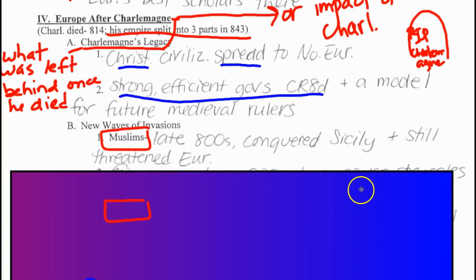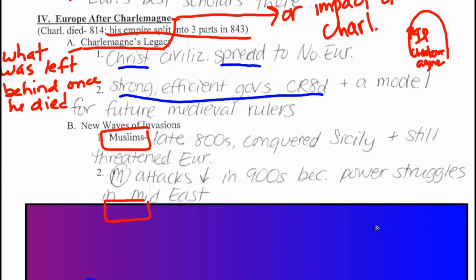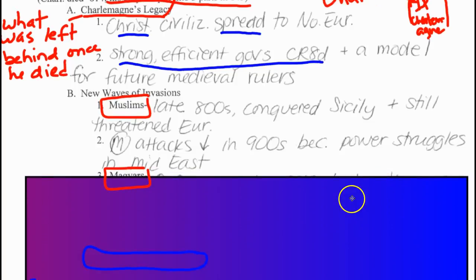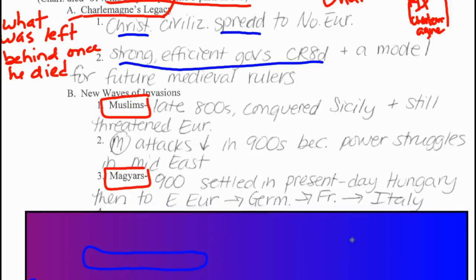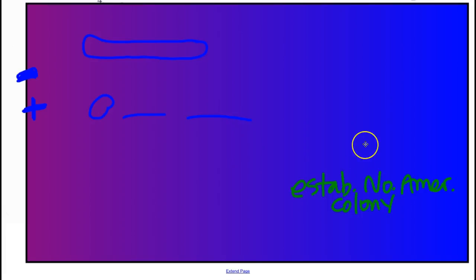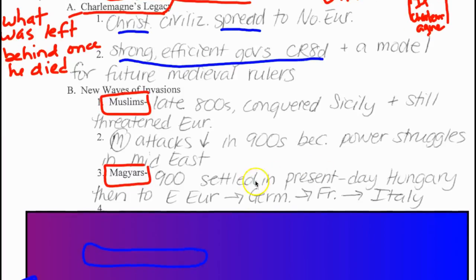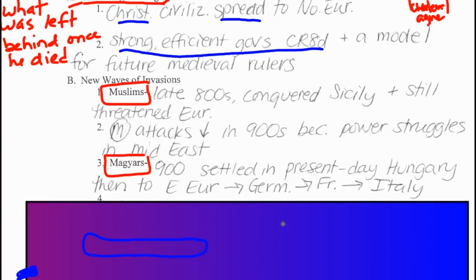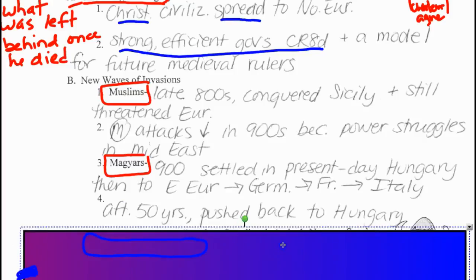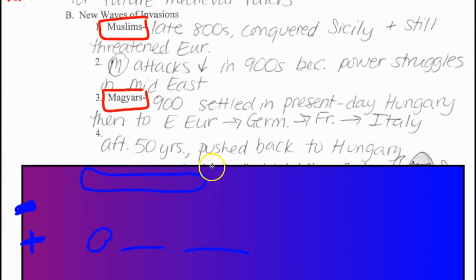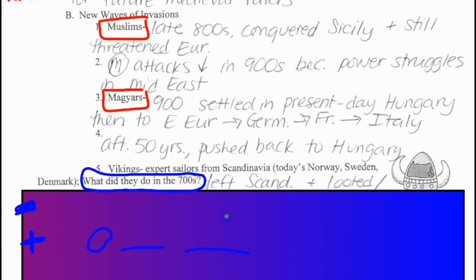The first group's the Muslims, which were mentioned on page 2 with the Battle of Tours. Then there's this group called the Magyars. They're in present-day Hungary. And they went to other Eastern Europe and then other parts of Western Europe, Germany, France, Italy. You've probably never heard of them. Obviously, you've heard of the Muslims. And then the last group was the Vikings.